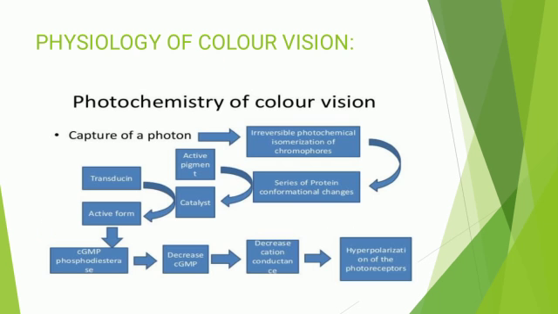Now we discuss the physiology of color vision. Here is a flow chart in which we discuss the photochemistry of color vision. When a photon is captured, irreversible photochemical isomerization of chromophores occurs. A series of conformational changes occur. There are two types of reaction: active pigment or catalyst. In the catalyst, a transducing protein molecule is in active form, where cGMP phosphodiesterase decreases level by level. At the end, hyperpolarization of the photoreceptors occurs. This is the physiology of color vision.